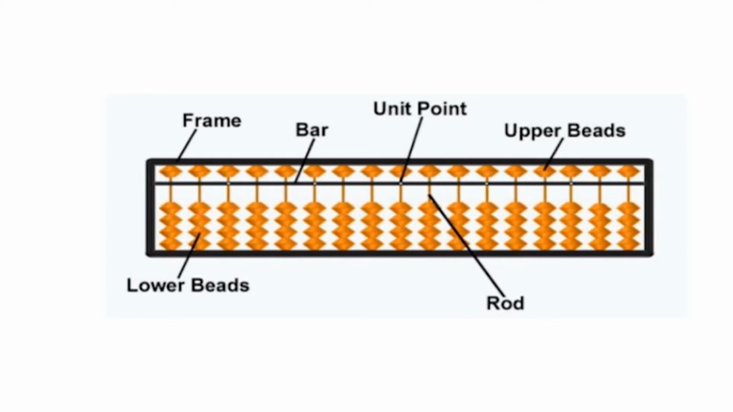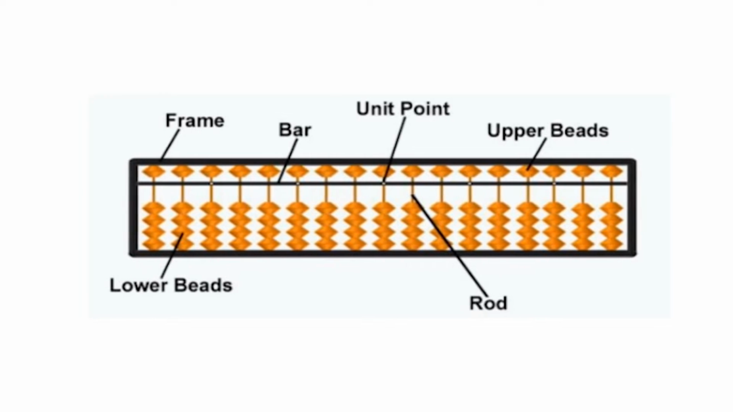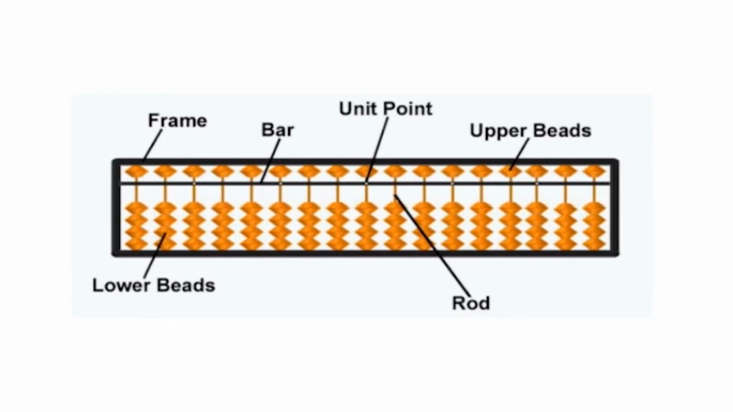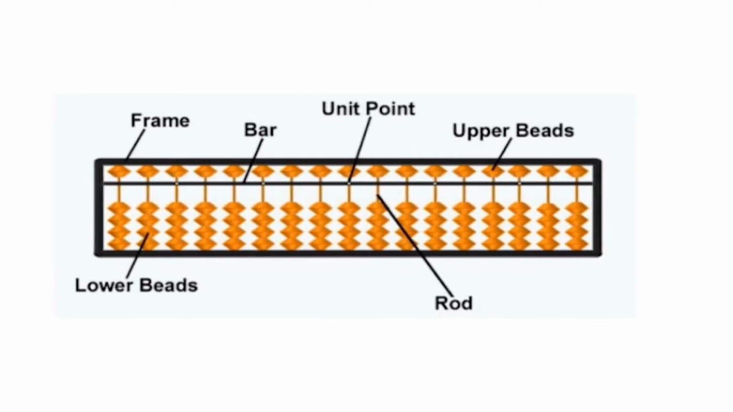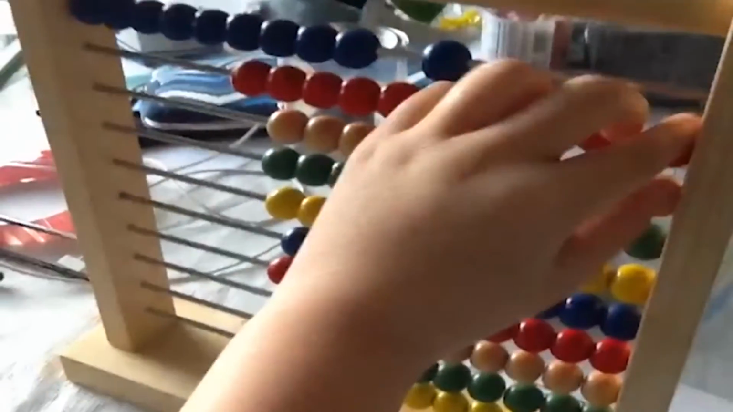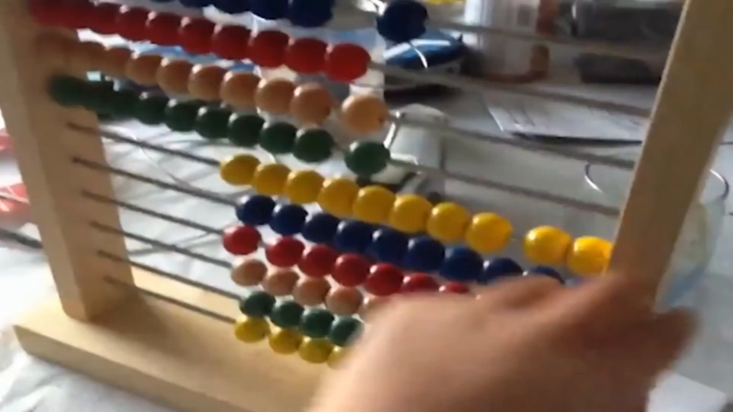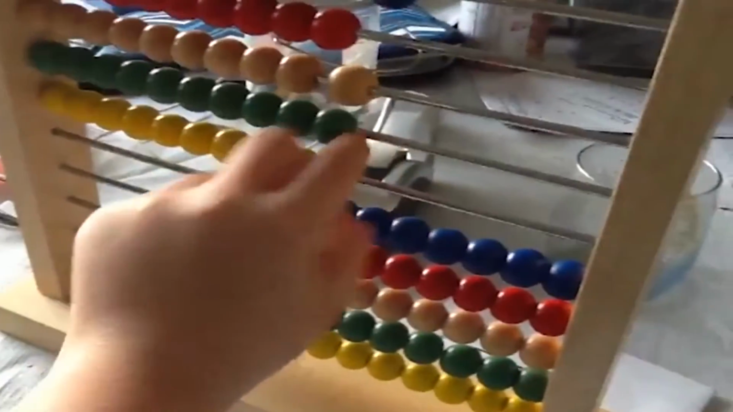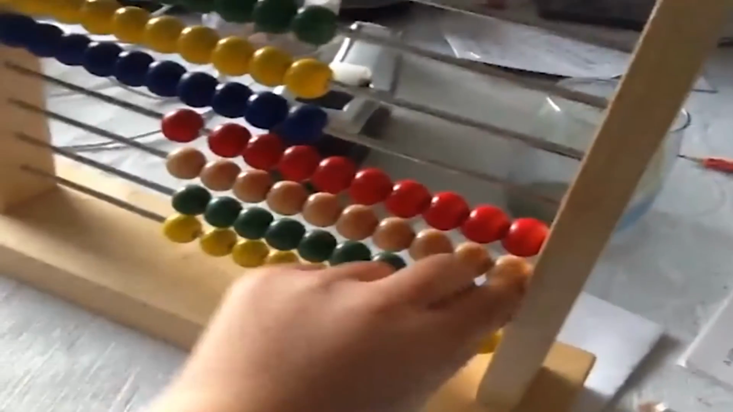Setting. The process of moving a bead of the lower abacus or the upper abacus towards the separation bar is called setting. Clearing. The process of moving a bead away from the separation bar either towards the top of the upper abacus or the bottom of the lower abacus is called clearing.